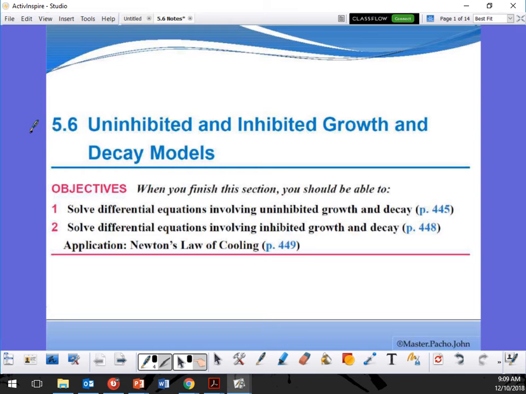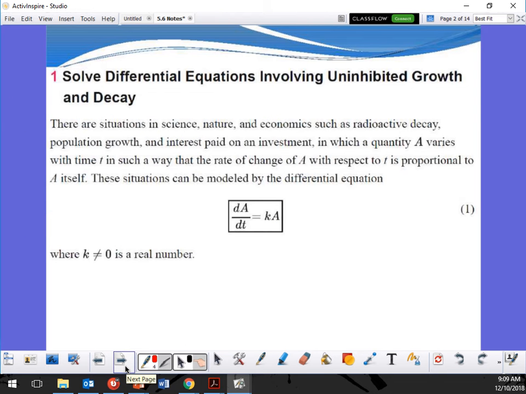Uninhibited growth and decay. So it's either going to grow or it's going to die off. Ungrow. The opposite of grow. Okay, Newton's law of cooling. So that's important. All right. Solve differential equations involving uninhibited growth and decay.